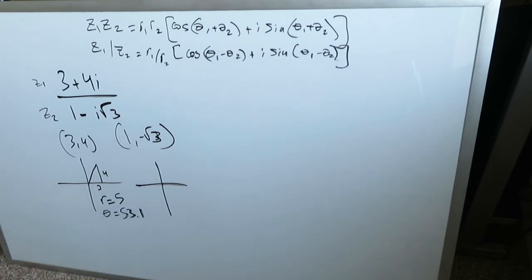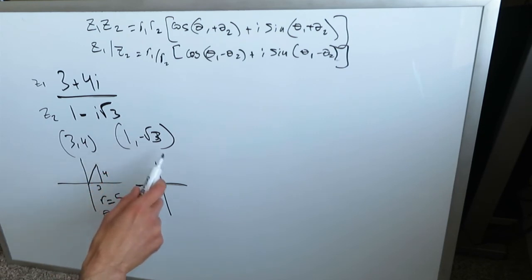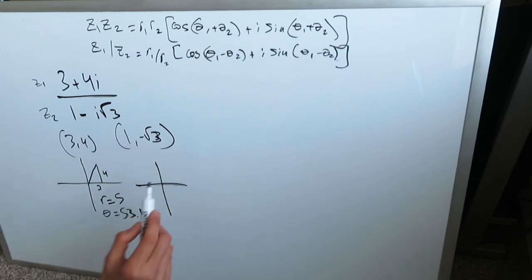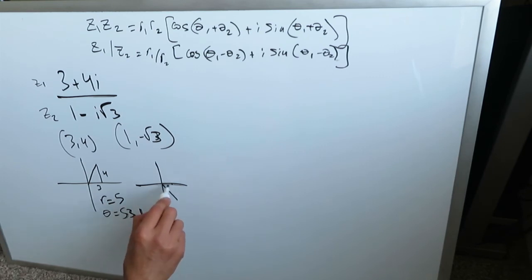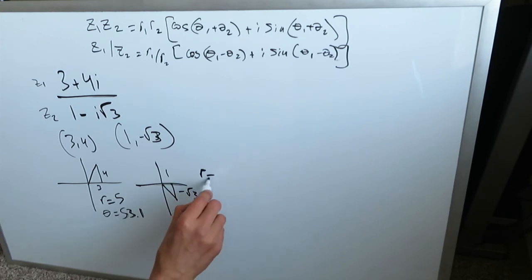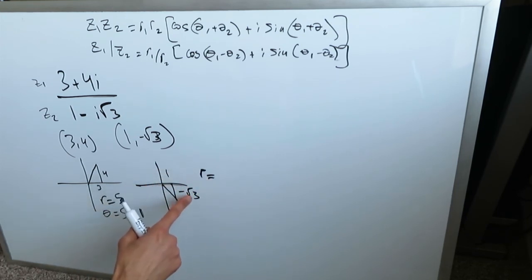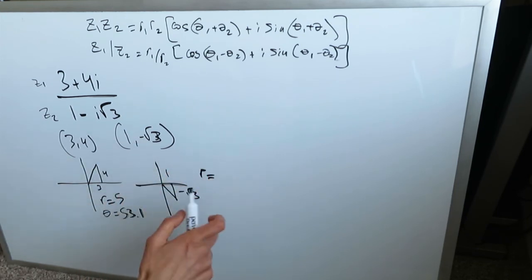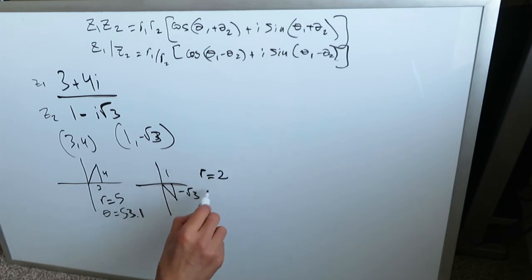Let's look at this other one. 1 comma minus root 3 clues you in to the fourth quadrant. You're going 1 here on the x-axis and you're going minus root 3 down. You have to determine the r. The r is going to be 1 squared plus root 3 squared, and the square root of that. It's 1 plus 3 is a 4, square root of 4 is a 2.